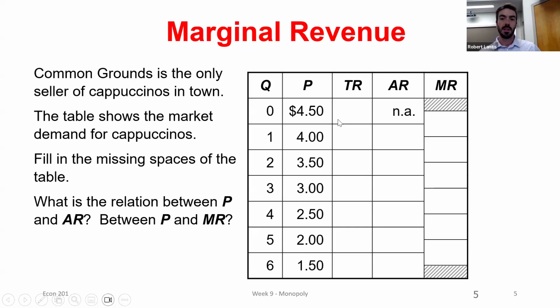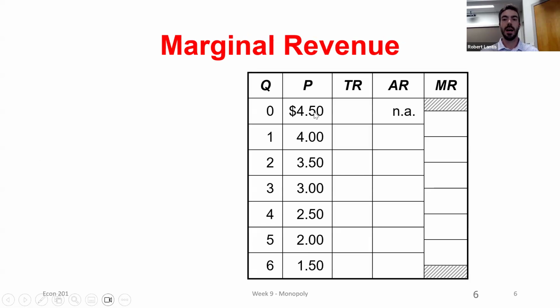Well, total revenue is simply going to be the price I can sell the good for times the quantity I'm selling. So we can calculate total revenue pretty easily. Now, average revenue: if you think back to a perfectly competitive market, how much was I selling each unit for? Whatever the equilibrium price was.